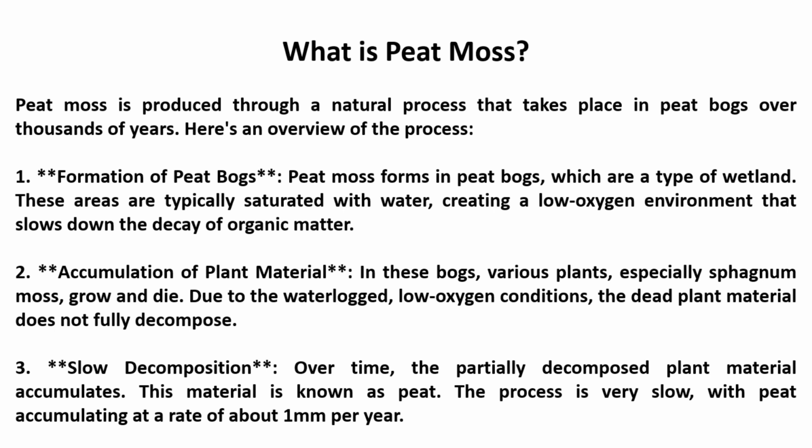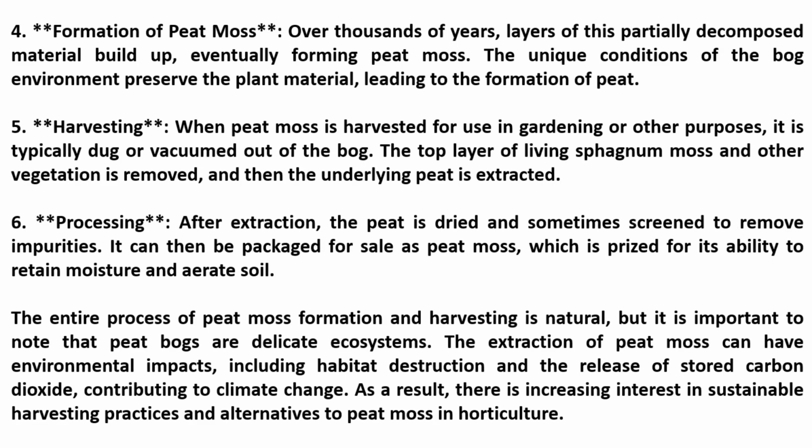3. Slow decomposition. Over time, the partially decomposed plant material accumulates. This material is known as peat. The process is very slow, with peat accumulating at a rate of about 1 mm per year.